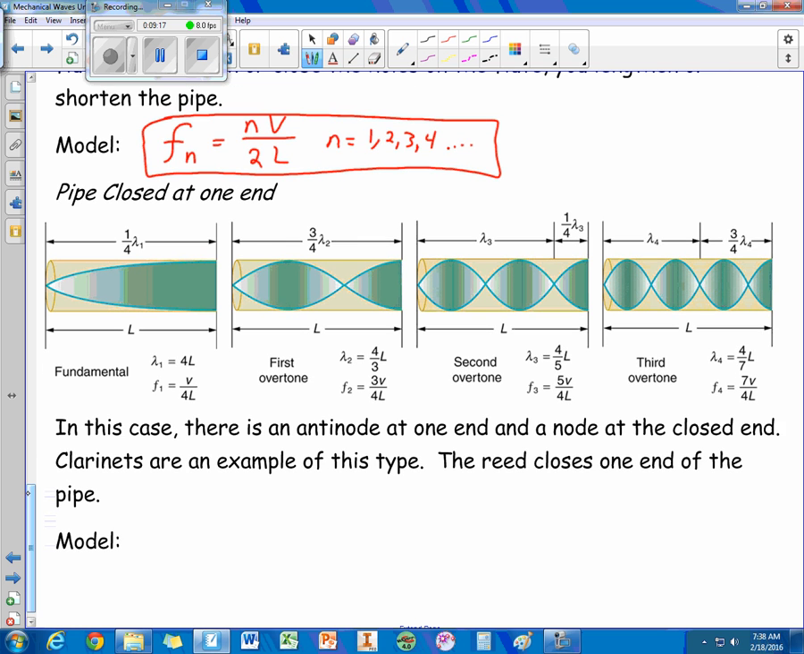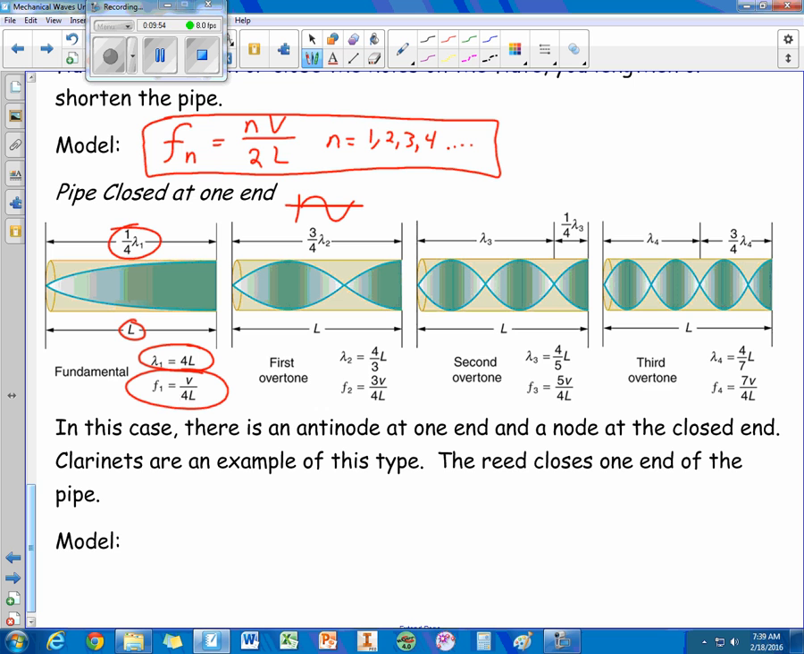Now for the next one, we have a pipe that's closed at one end. So this one gets to be a little trickier. So again, the pipe has length L. And this wavelength, if you think about it, where a wavelength is like that, this really is only giving us a quarter of a wavelength. So the wavelength is 4L, so the fundamental frequency then would be V divided by 4L.